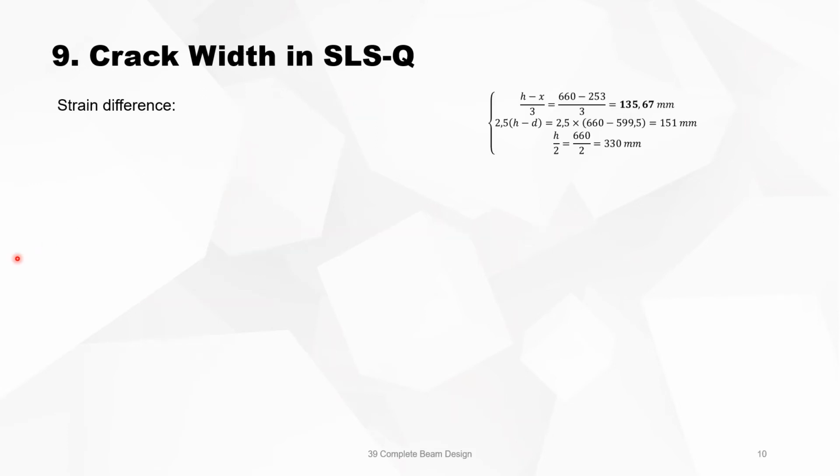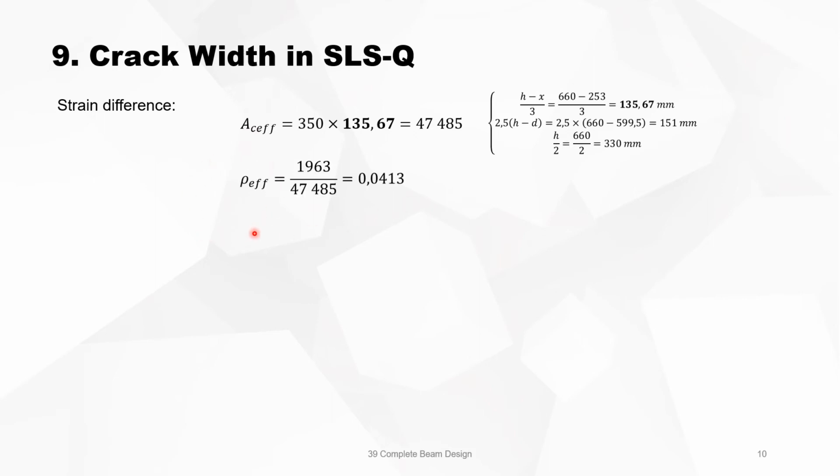Strain difference. For that, we need to calculate Ac,eff, which is the width times h, and h is the minimum of 3 values: the minimum of (h minus x) divided by 3, or 2.5 times (h minus d), or h over 2. And the minimum is 135.67. And Ac,eff is 47,485.